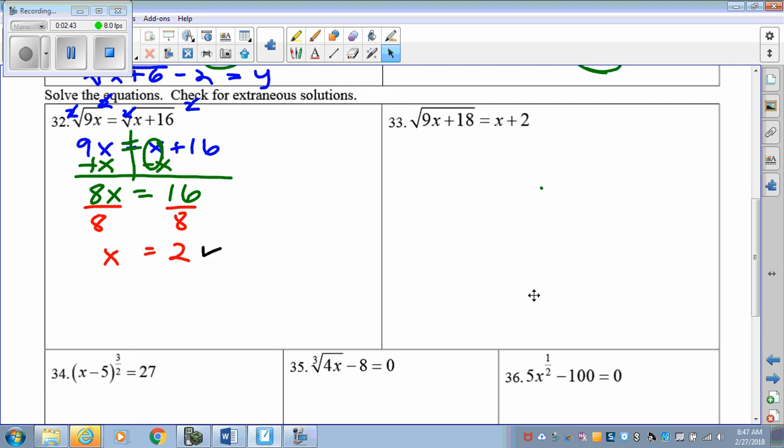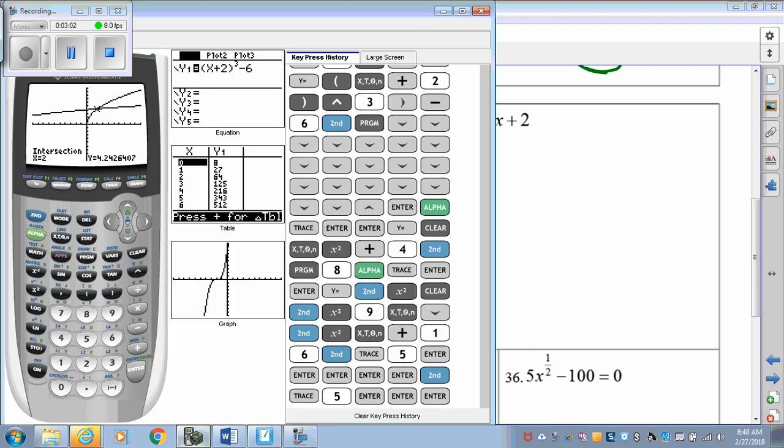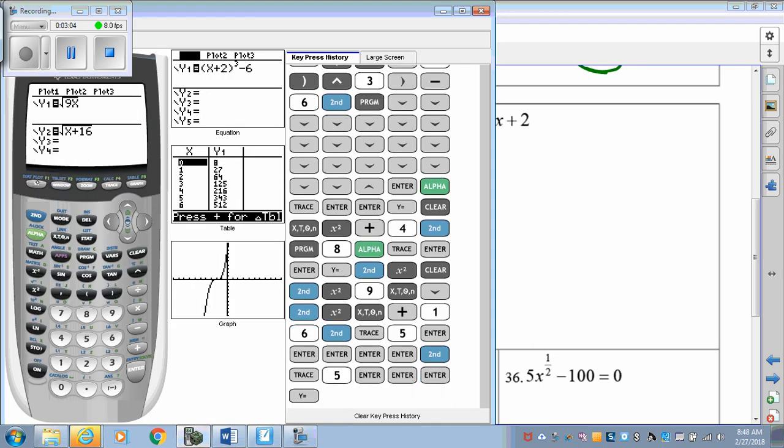And then 33, it can get complicated. If I square both sides, right? If I square that, that's nice. That just goes away. But over here, then I have to FOIL. All right? So I'll go ahead and just put that in my calculator. I'll do both sides separately. So I'll do y1, and I'll make that be the left side, and y2 will be the right side.